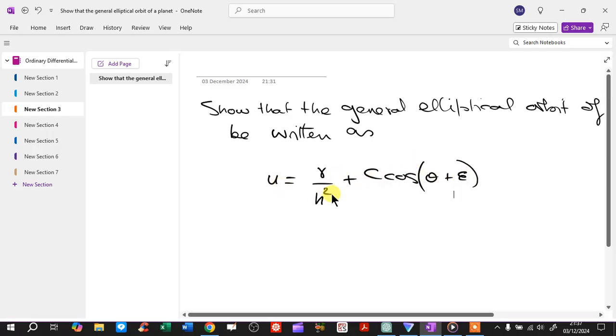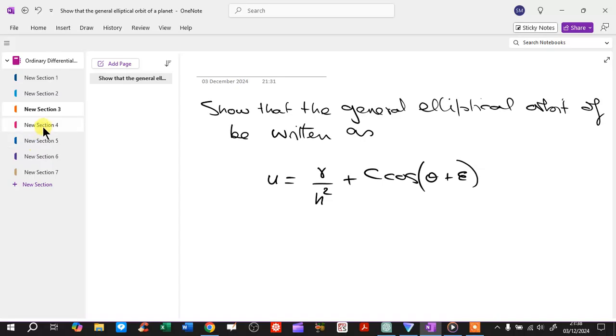Now, how do we get to that equation? Well, we have to do a bit of analysis, and so I'm going to make a start and show you how we derive this equation of an ellipse, of an elliptical orbit, which is, by the way, a conic or conic section.